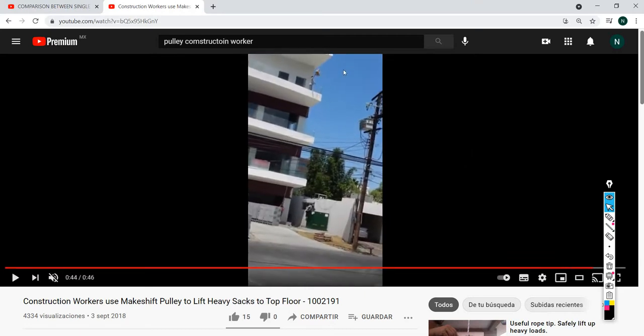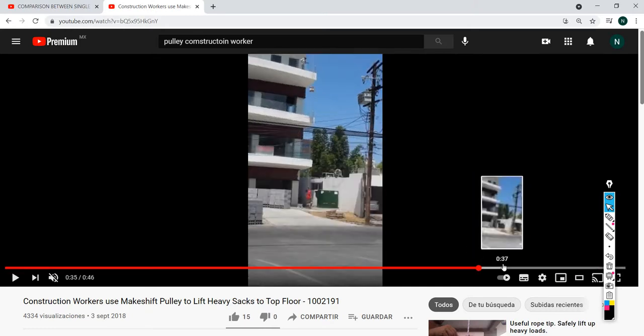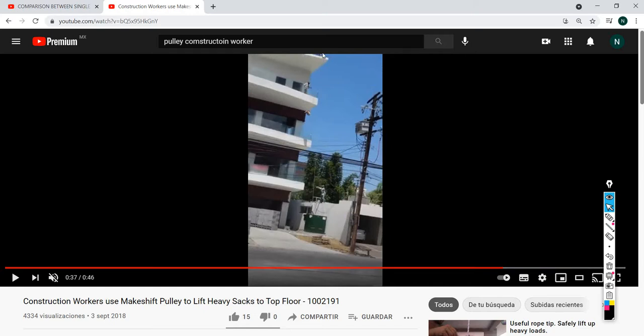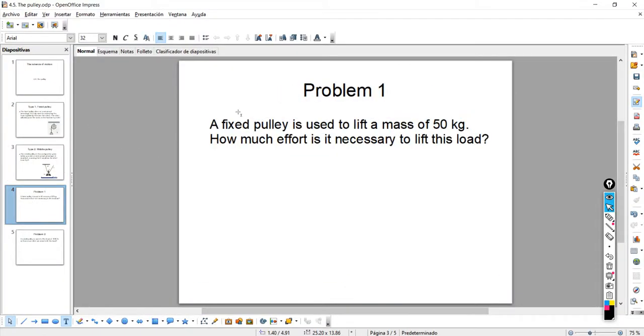So in this case, guys, I think the pulley is right here, more or less. So this is a type of fixed pulley. Why? Because the pulley is right there, and it's not moving. It's a fixed pulley. Okay, so that's how it works. Let's solve two very quick problems.